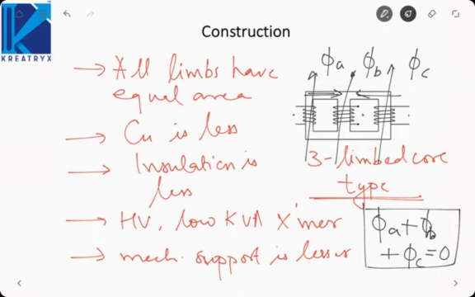If flux does not contain a third harmonic, EMF will also not contain any third harmonic, because EMF will be derived from the derivative of flux. Is it fine? In case of three-limbed core type transformer, we do not have any closed path, so third harmonic flux can never flow.